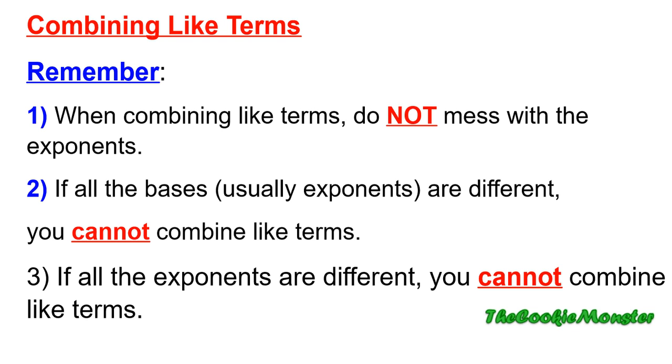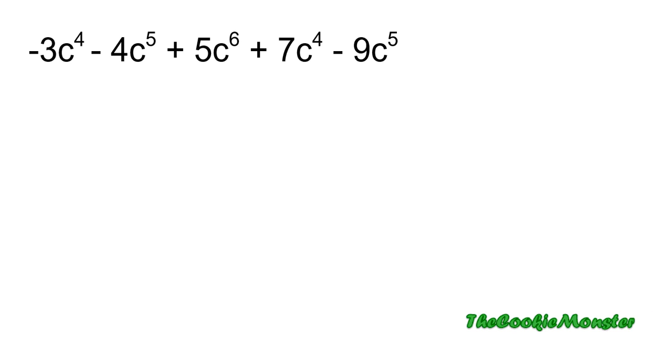So let's do some examples. Example number one, you have this big old long expression. So let's combine it. Based on those three things, the first thing you should do is make sure that all the variables are the same. In this case, all of them happen to be c, and if you notice, they all have different exponents. Some have 4, 5, 6. So we're going to have to figure out which ones have the exact same exponents.